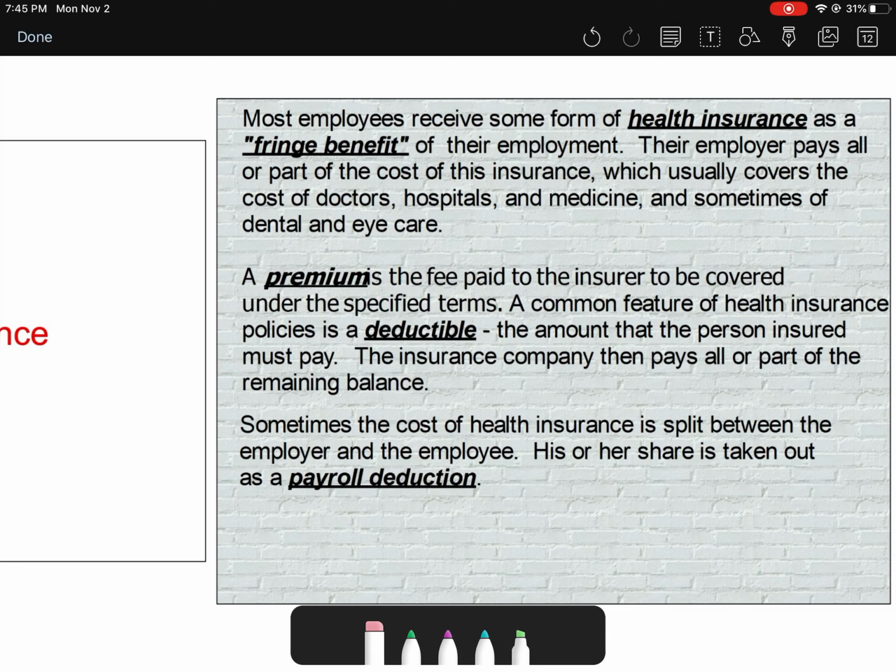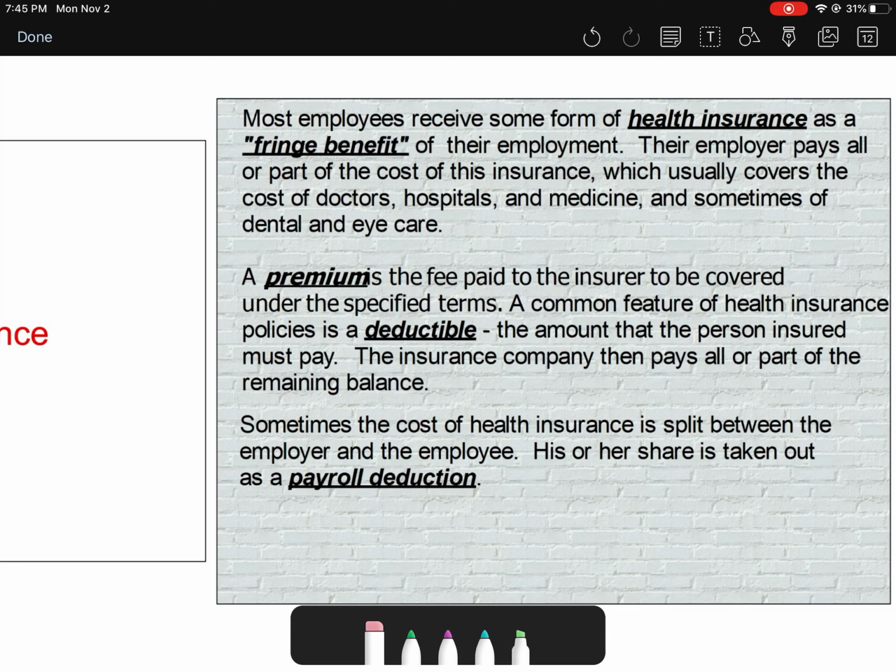A premium is the fee paid to the insurer to be covered under the specified terms. A common feature of health insurance policies is a deductible. I'm sure you have heard of a deductible when you go to the doctor's office. The deductible is the amount that the person insured must pay. The insurance company then pays all or part of the remaining balance. For example, if I have health insurance that covers 90% and I cover 10%, and my bill was 100, they would pay 90 and I would pay 10.